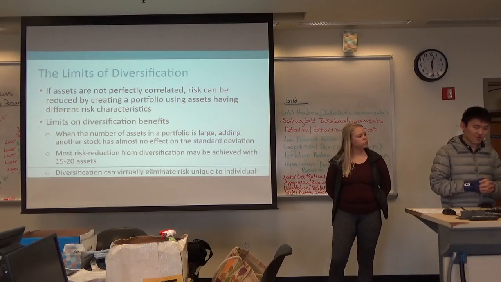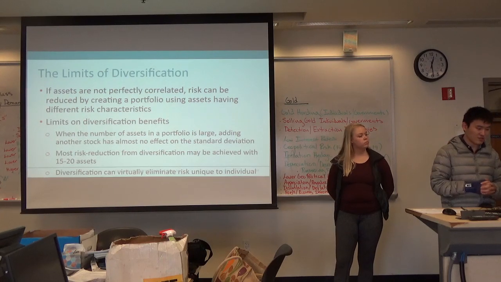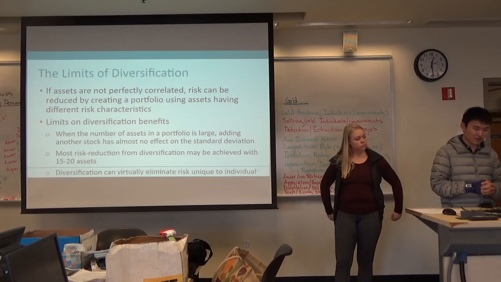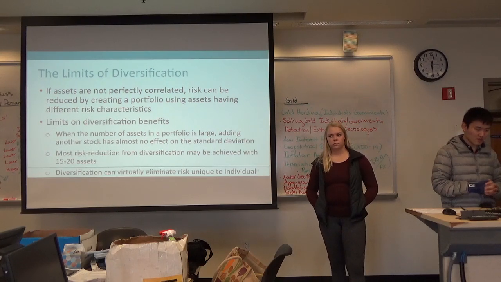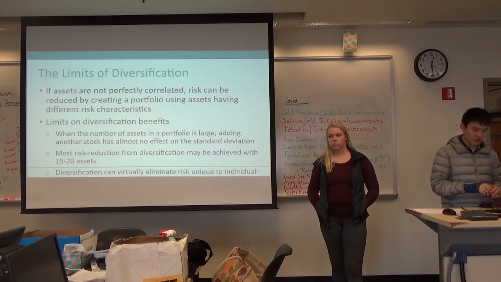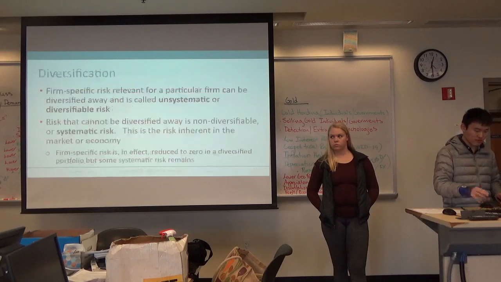If assets are not perfectly correlated, risk can be reduced by creating a portfolio using assets having different risk characteristics. Limits of diversification benefits: when the number of assets in the portfolio is large, adding another stock has almost no effect on the standard deviation. Most risk reduction from diversification may be achieved with 15 to 20 assets. Diversification can virtually eliminate risk in each individual.